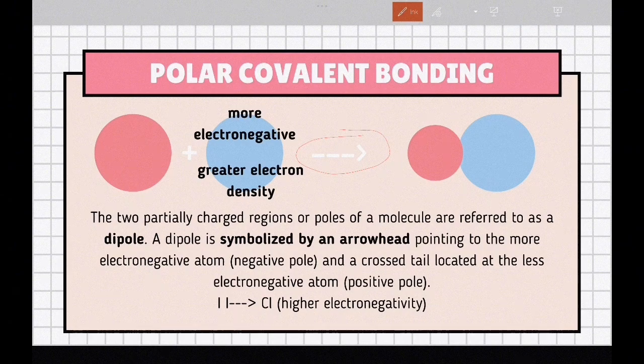Then pointing to the more electronegative atom, which is a negative pole, and a cross tail located at the less electronegative atom, which is positive pole. So there, this shows, for example, we have iodine and chlorine, and definitely we have higher electronegativity on chlorine.